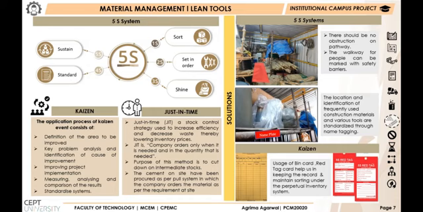5S as a lean tool consists of 5 steps: sort, set in order, shine, standardize, and sustain. 5S is a methodology that results in a workplace that is clean, uncluttered, safe, and well organized to help reduce waste and optimize productivity. Sort means to separate needed tools and parts from unneeded materials.